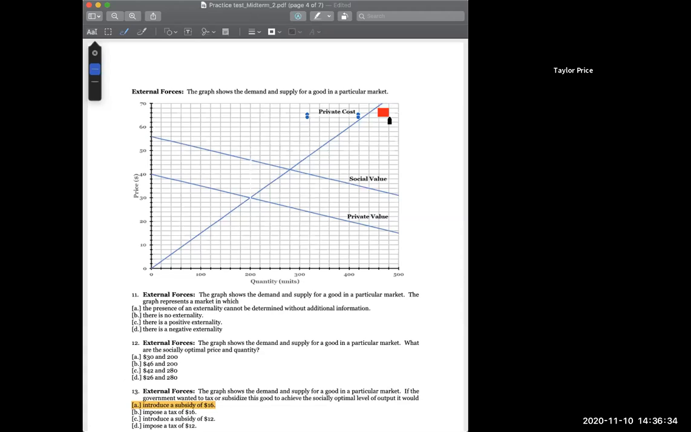Did that answer your question about the graph? Excellent.